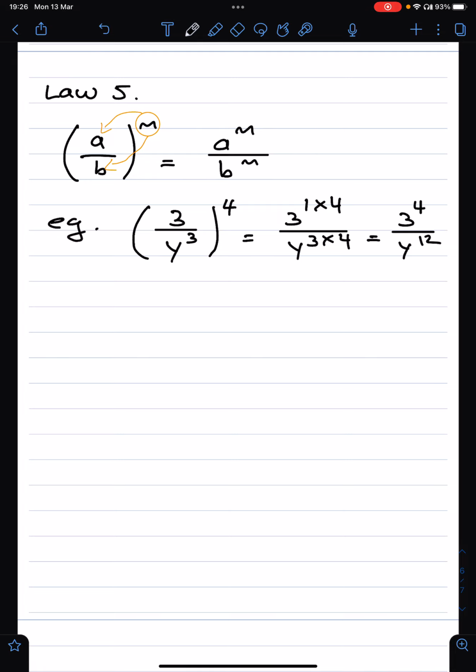Now we're going to unpack the exponential definitions and see how these have relation to the exponential laws. So let's go over the first definition. Firstly, if we have a base to the power of 0, then this will always equal 1.